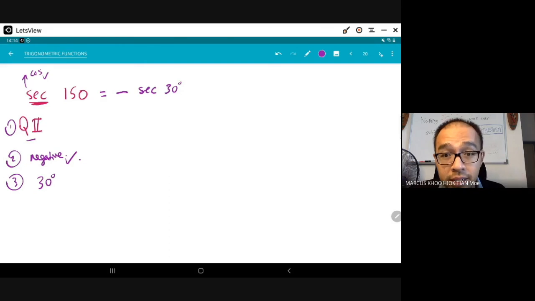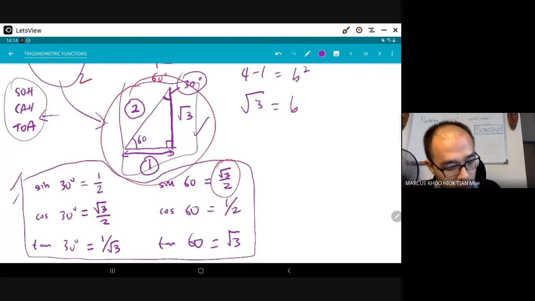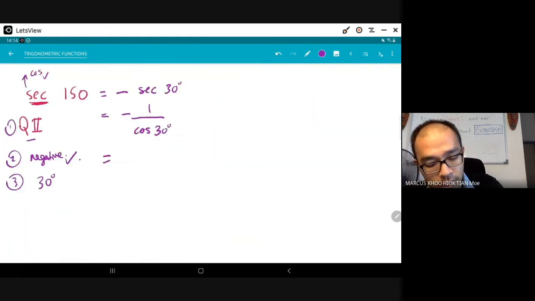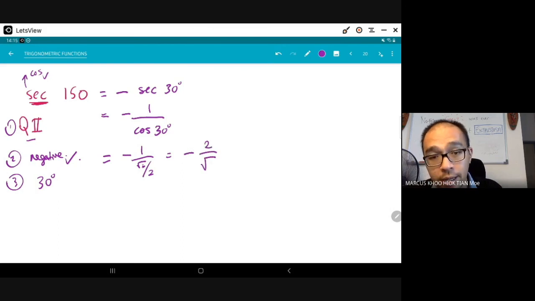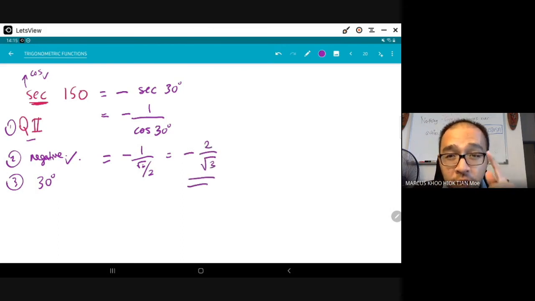Okay, negative secant 30. Now we know that secant is the reciprocal of cos, so this will be negative 1 over cos 30. What is the value of cos 30? Cos 30 is square root 3 over 2. So this will be negative 1 over square root 3 over 2, which will give you negative 2 over square root 3. Done. Give your answer in decimal, automatically wrong.